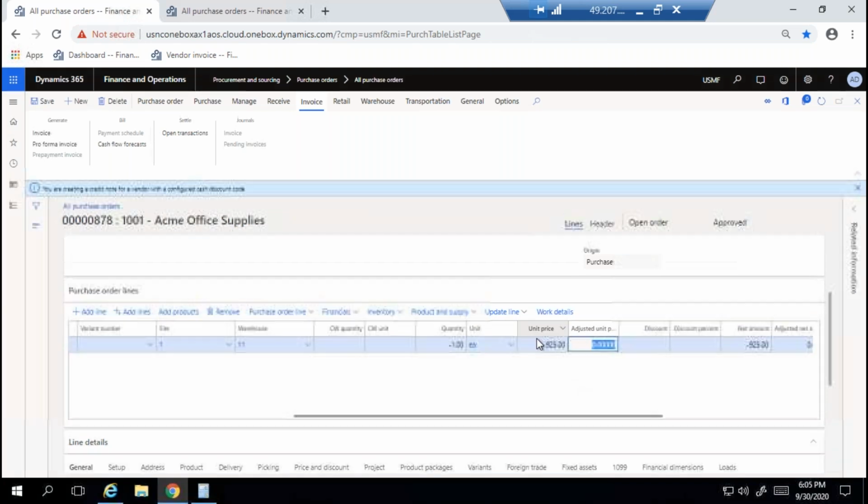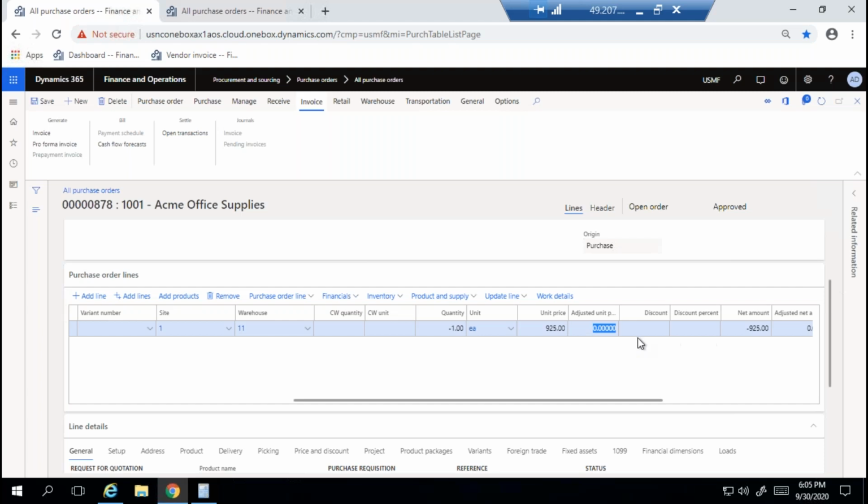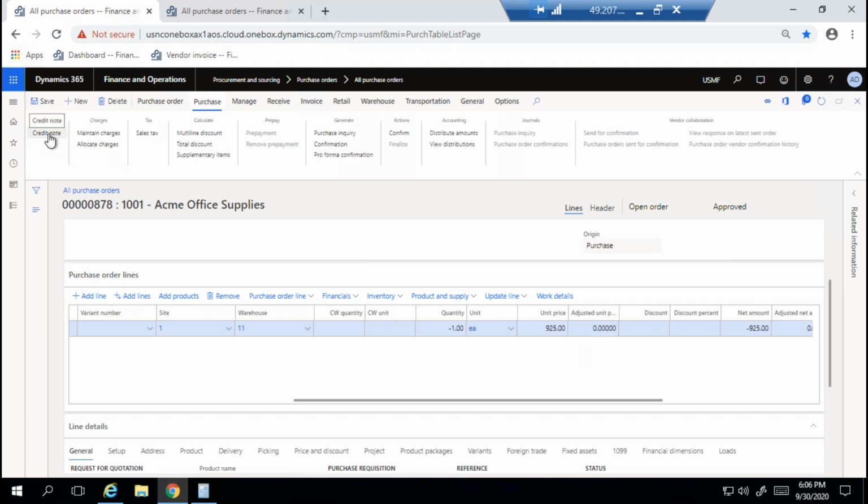Suppose I have entered this because this is the current price. It will always populate from the latest price, the cost price. But now I remember that last time I received this material at the rate of 925, so I'm returning at 925. Otherwise I'm guessing and posting. The best practice, as I told you, is to always use this one so that there is a reference and it will be posted properly. Whatever price you selected at that time, that price will be automatically populated. Now we did not remember, we are guessing this price and entering it.